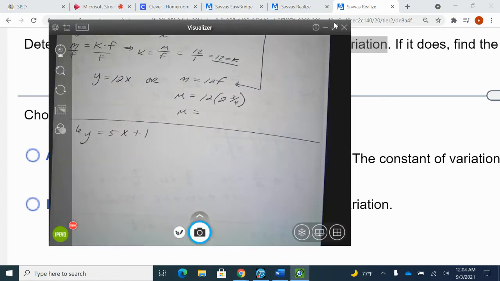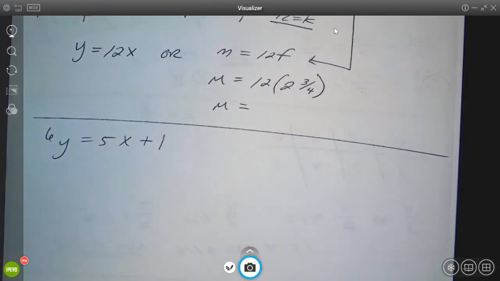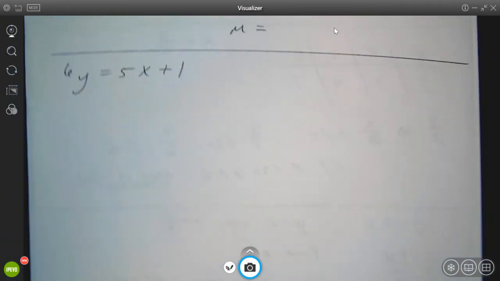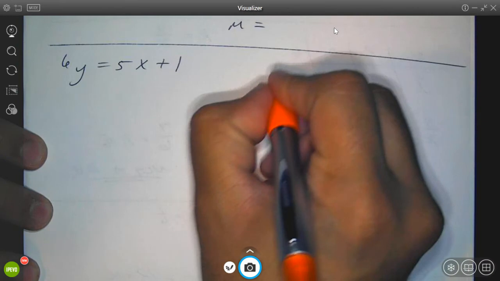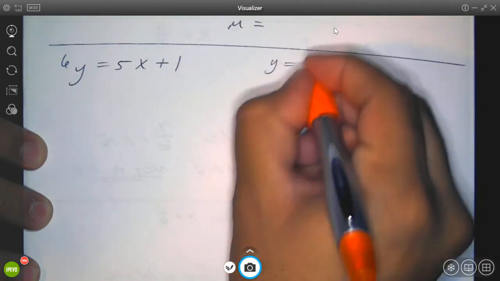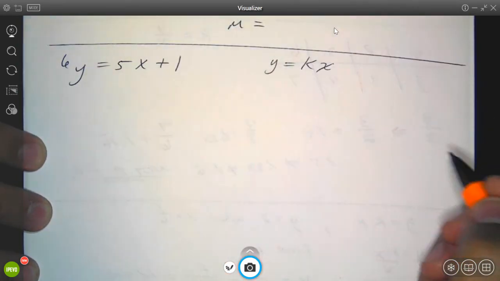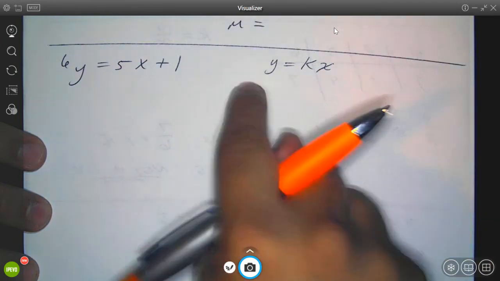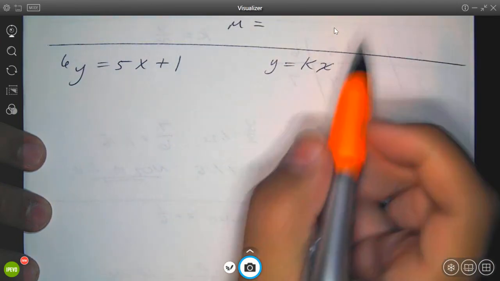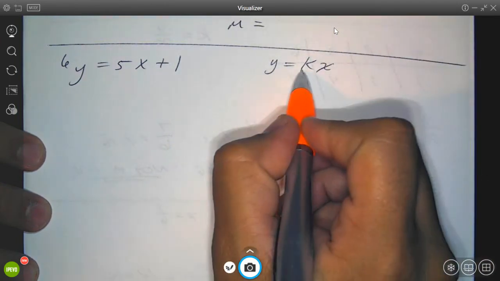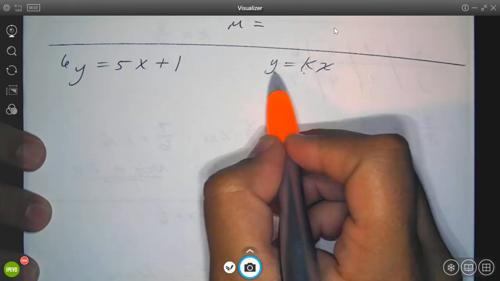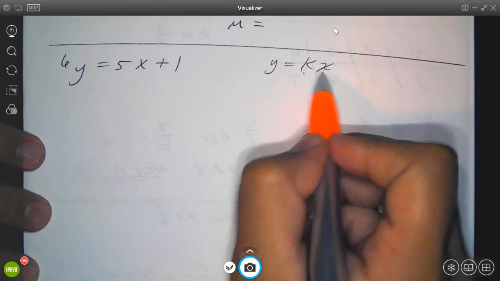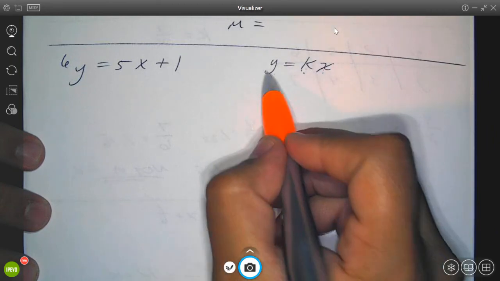When looking at this, we have to understand what a direct variation equation looks like. A standard direct variation equation follows this form: y equals kx. Notice that it looks very distinct, and there's something very special about it. We have our constant of variation k, and our input being multiplied by it to get our output. Input times the constant of variation equals our output.